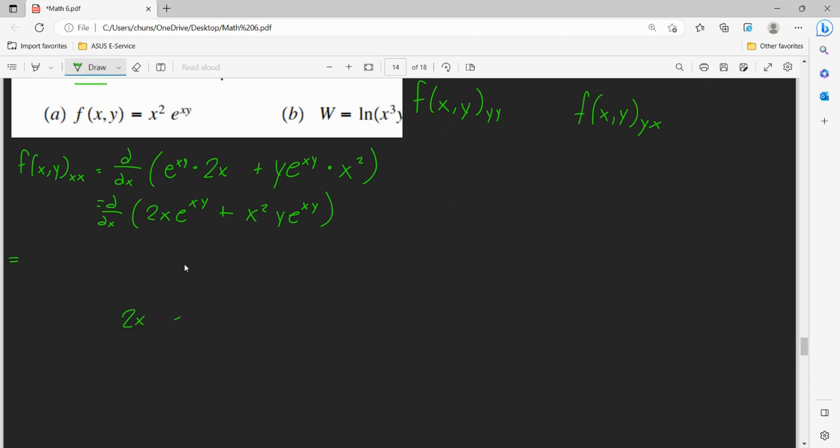So 2x times e to the xy. So this is its own product rule. So we're going to do our last term times the derivative of our first one plus the derivative of our next term times our regular first term. Okay, so this is 2e to the xy plus 2xy e to the xy. That's our first one.